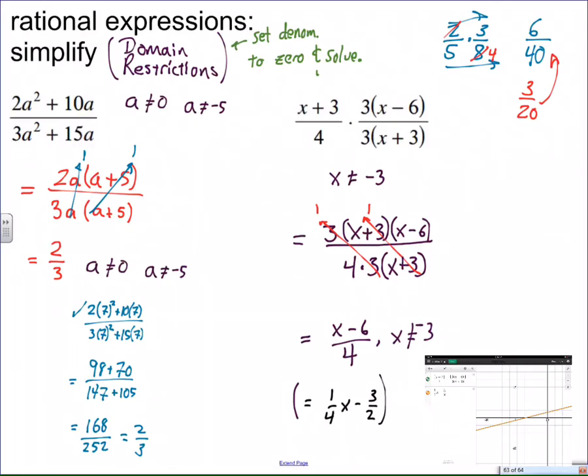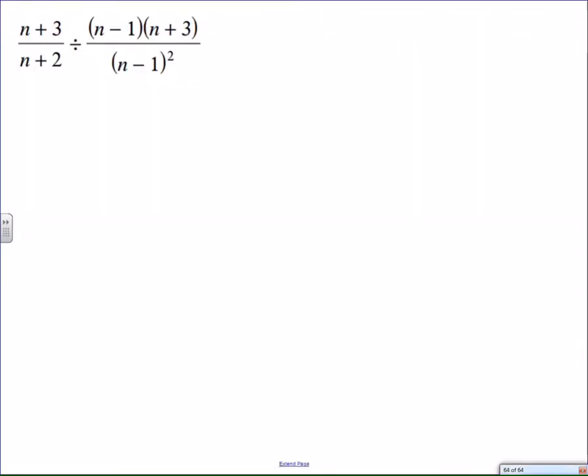Last issue to address, and I'm not going to talk about checking answers or anything, I just want to talk about division of fractions. Here we are asked to divide, not multiply these fractions. Before I do, I'm going to acknowledge my domain restrictions. Any denominators that equal 0 give me restrictions in the domain. So x cannot equal negative 2, nor could x be equal to negative 1, or 1, sorry.